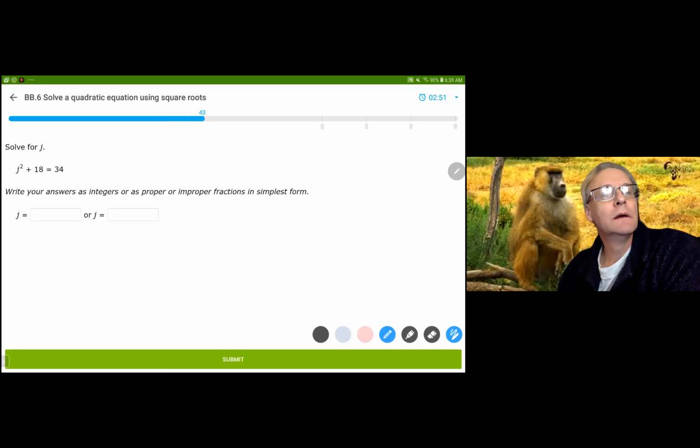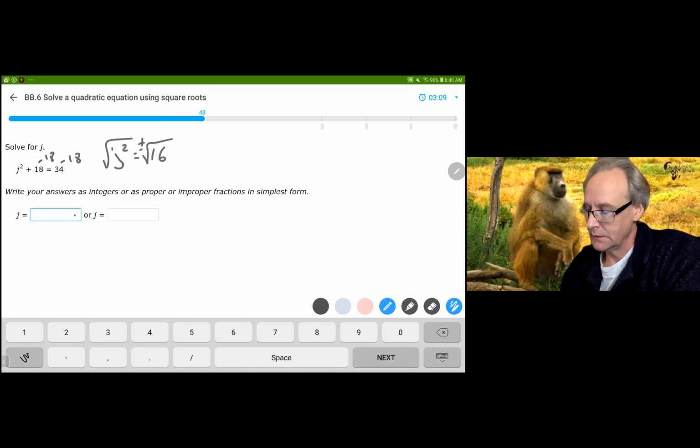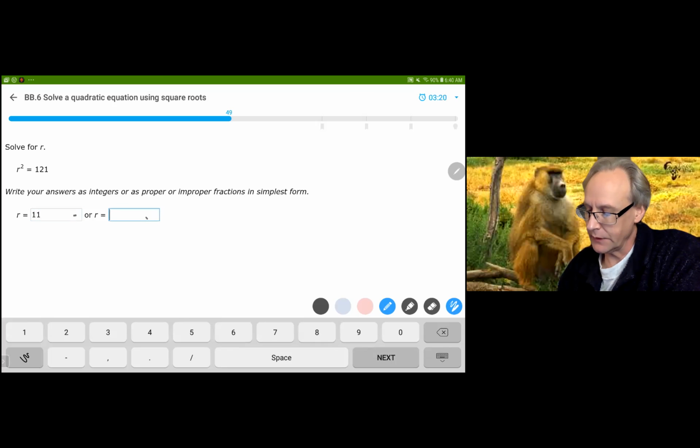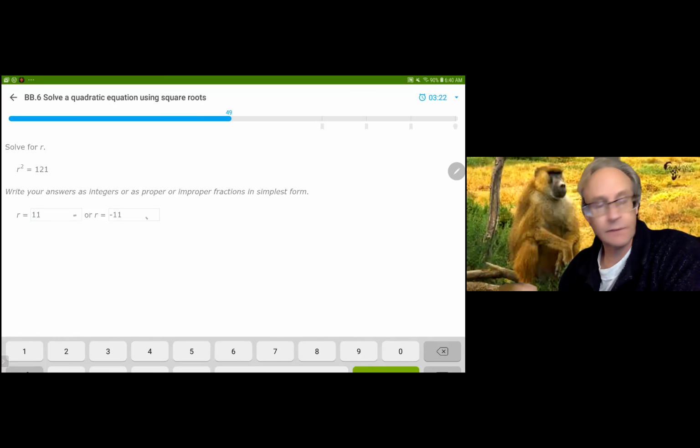Okay, in this one, we're going to subtract 18 from both sides, which is going to give us j squared is equal to 16. I just subtracted 18 from both sides. And then I take the square root, and it's not 8, it's plus or minus 4, isn't it? Okay, plus or minus 11, same question as before, except that they made it even easier.